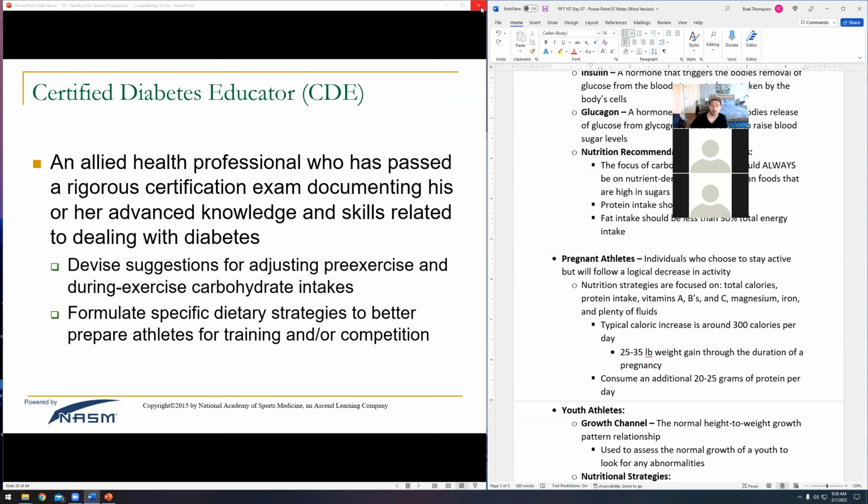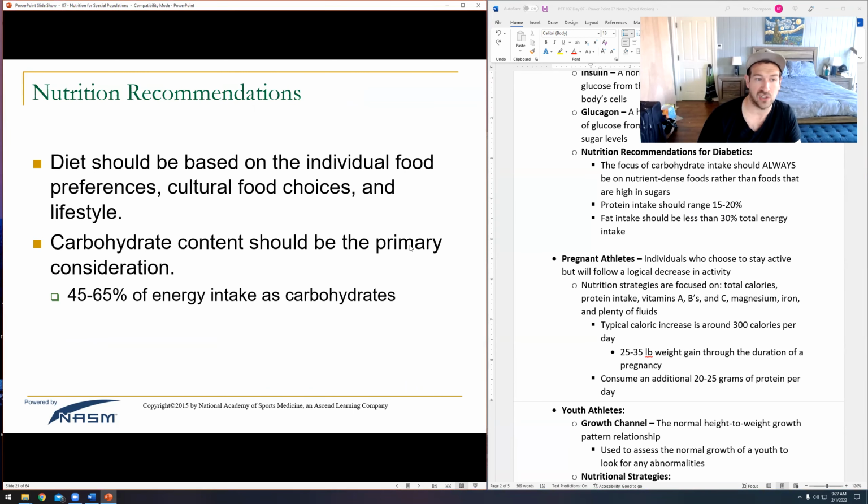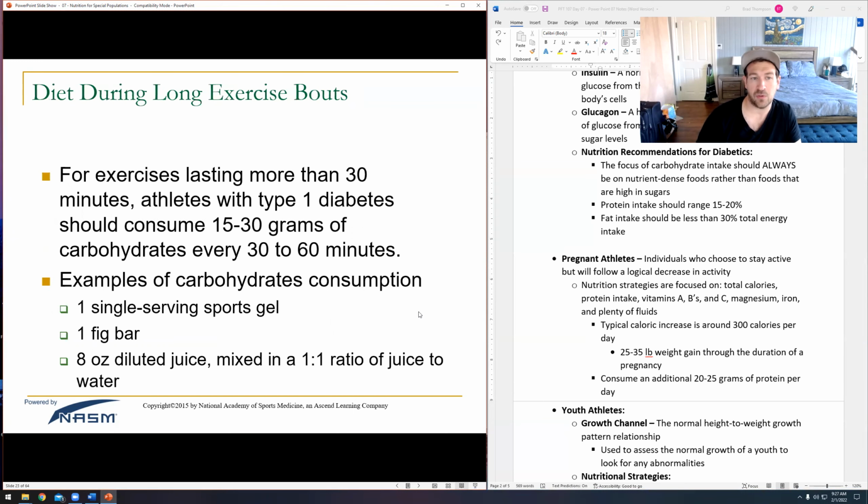So if you think that you're going to end up working in a very medical based side of the training industry, or if you find that you're going to be working with a lot of diabetics, maybe in a weight loss program or something like that, this is a certification that might suit you very well. So again, complex carbs, avoid sugary foods, try to keep your protein intake normal, and keep your fat around 30% of the total intake.